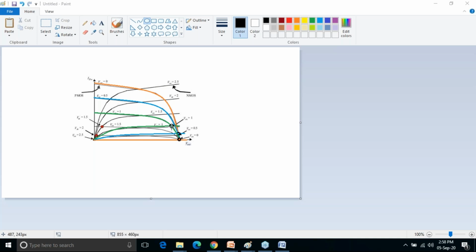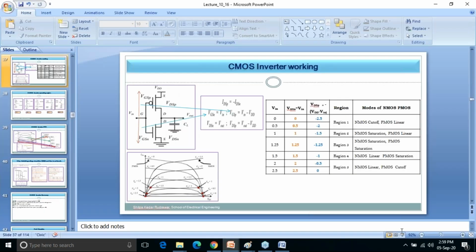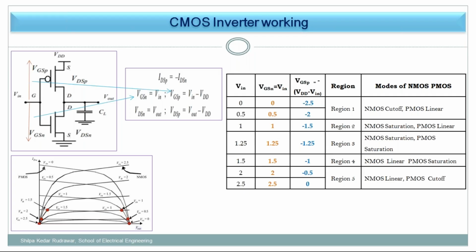Okay, I don't see that it will be completed in this lecture, so we need to take a second lecture for the continuation. But try to draw this diagram and find the intersection. In that table I drew, I mistakenly combined two entries, and I will update it. These two will be combined for region 2. So NMOS is in saturation and PMOS is in linear.